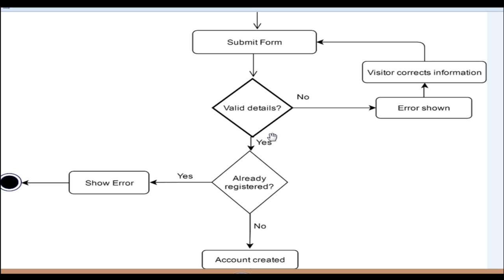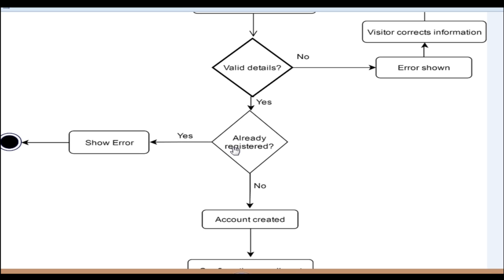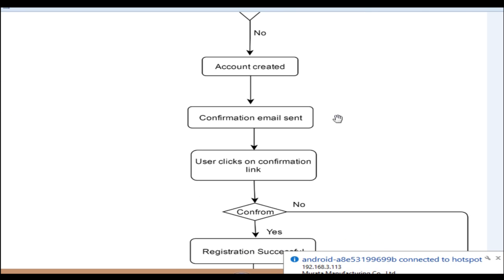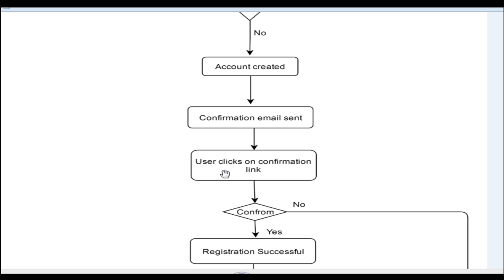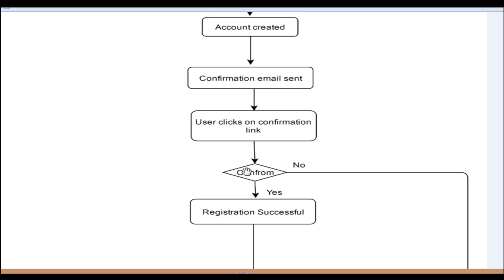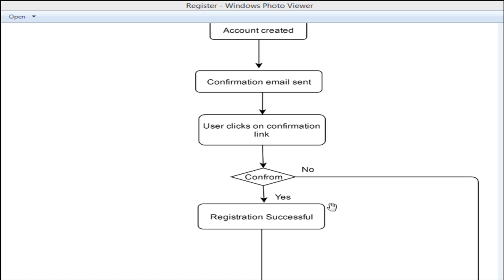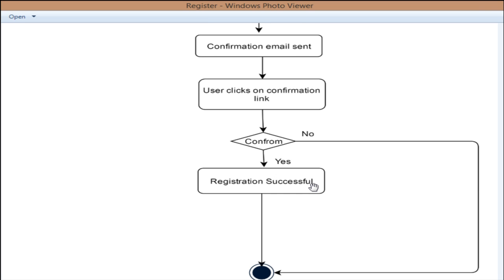Is the validation detail correct? Yes. Then they check whether the user is already registered or not. If already registered, it shows an error and finishes. If not already registered, it creates a new account and sends a confirmation email. The user clicks the confirmation link. If confirmed, yes, registration is successful. If confirmed is no, it finishes.